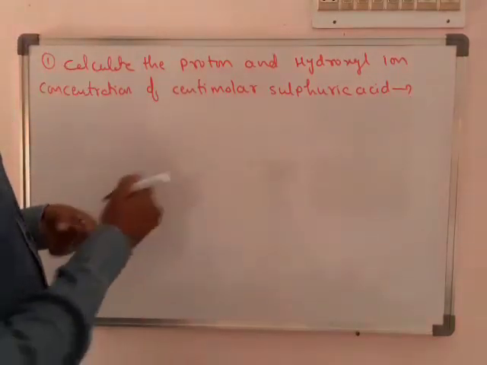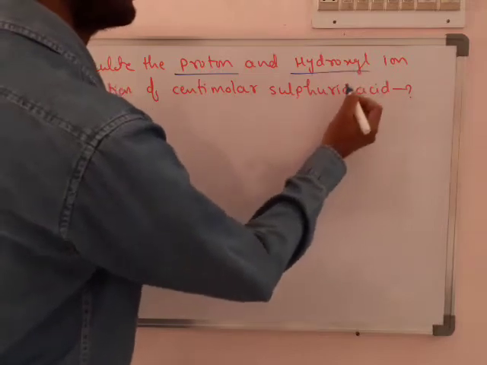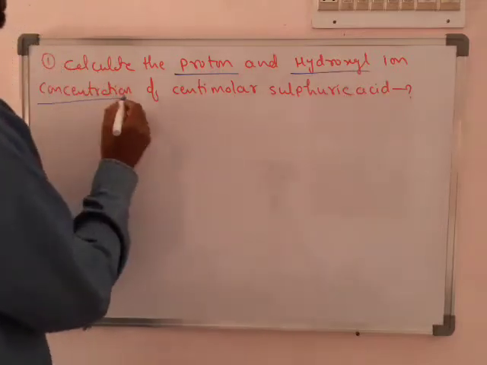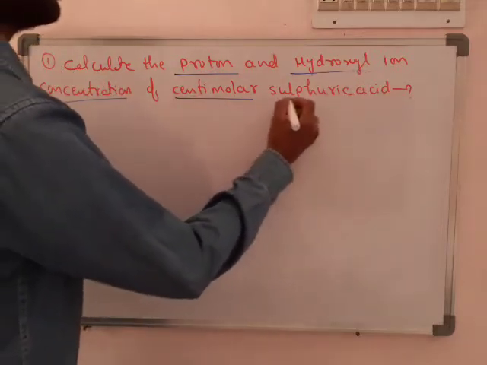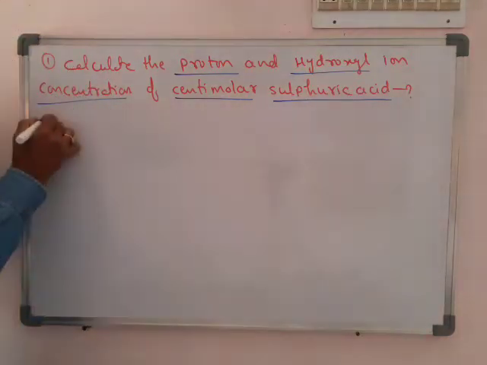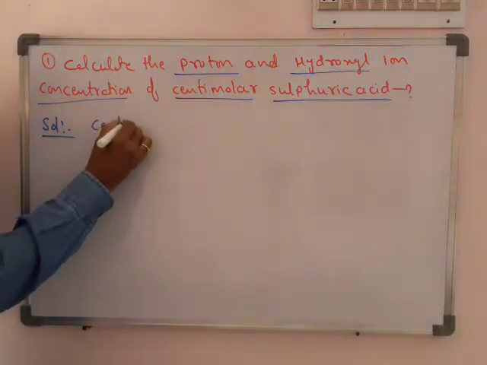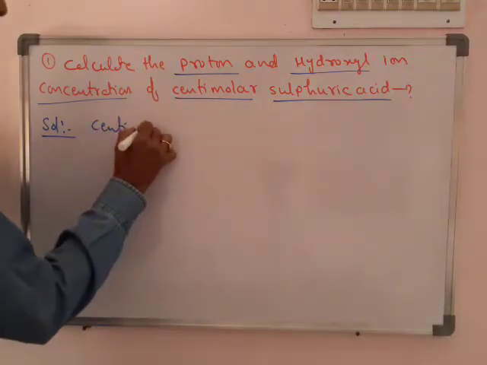Calculate the proton, that means H plus, and hydroxyl OH minus ion concentrations of centimolar sulfuric acid. Here this is important, centimolar. So what is meant by centimolar? You have to remember this every time.